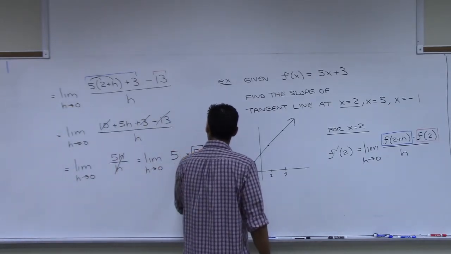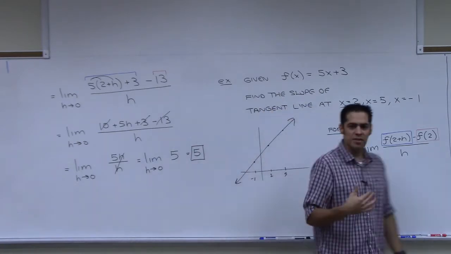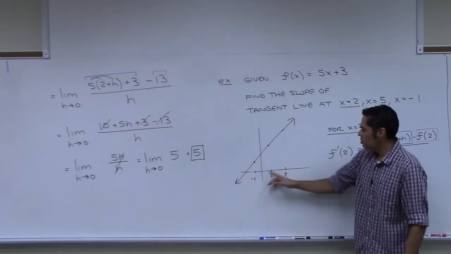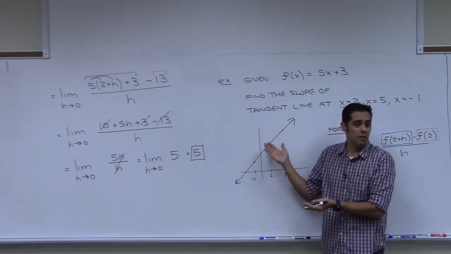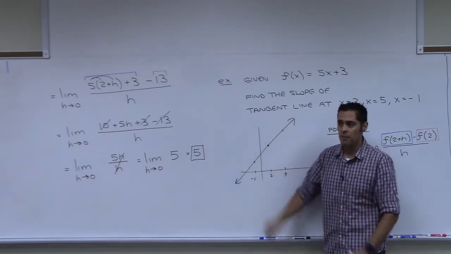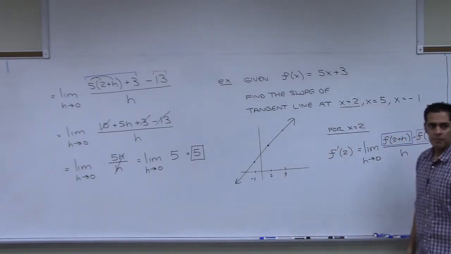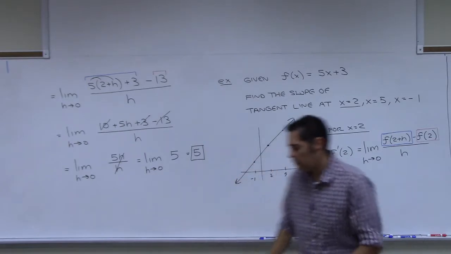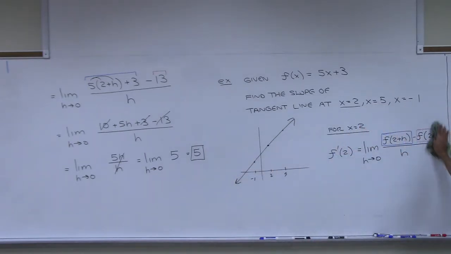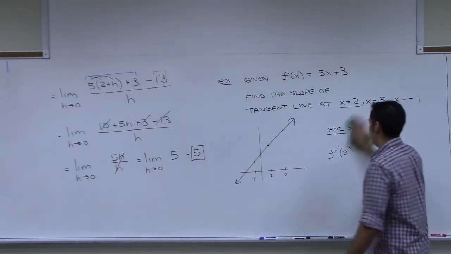And we're done. That kind of matches up with the picture, right? At 2, the slope of the tangent line is actually equal to the slope of the line itself. You all with me? Okay. The next thing I'm about to do is really important. So let's see if I can convince you that this is a good idea or not.